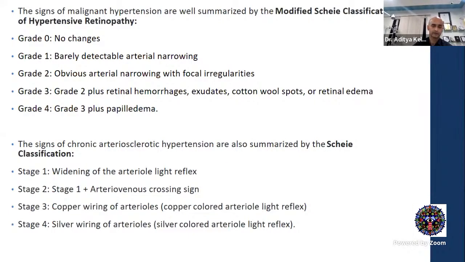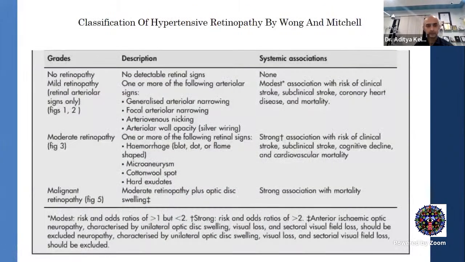She's also classified the atherosclerotic hypertensive retinopathy changes, chronic atherosclerotic changes such as widening of the arteriolar reflex. Then stage 2 is stage 1 plus AV crossing sign. Stage 3 is copper wiring of the vessels, and stage 4 is the silver wiring of the arterioles. So this is the way you can classify the atherosclerotic changes in a patient's retina.